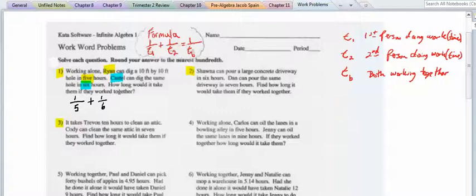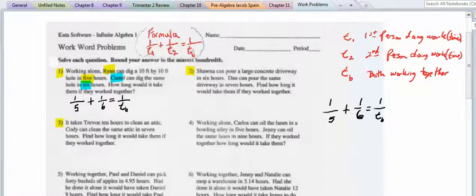How long would it take them if they worked together? That's our t, both working together. Okay, I've got my equation set up now. I'm going to do it over here. I'm going to write it so we can show some work. Equals 1 over t for both of them. Alright, don't like fractions, so at this point we're going to clear fractions.